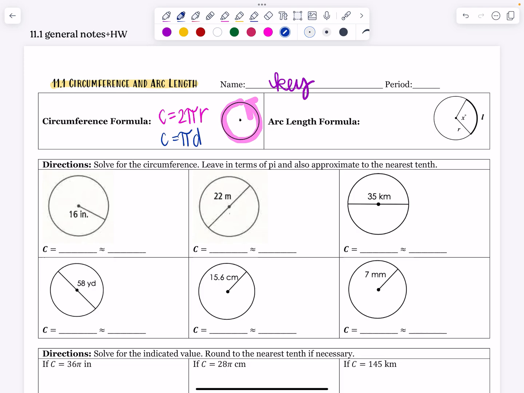I'm mostly going to be working with 2 pi r simply because the area formula has a radius in it, and so I'm just used to working with the radius instead of the diameter. But you can use either.